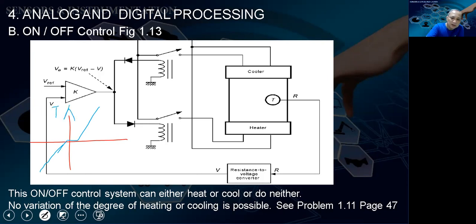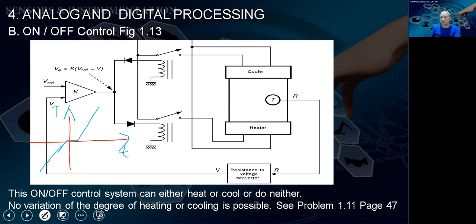This is the temperature. This is the time. So at some point, it just doesn't do anything at the 0 stage.